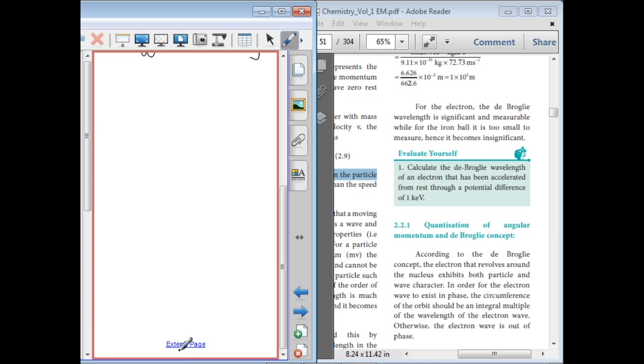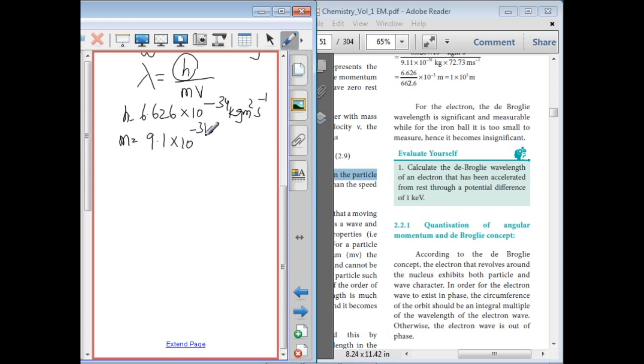Next we are going to use the formula lambda equals h by m into v. h is the Planck constant, 6.626 into 10 power minus 34 kilogram meter square second inverse. Mass of the electron is 9.1 into 10 power minus 31 kilogram, and then the velocity we are going to calculate.